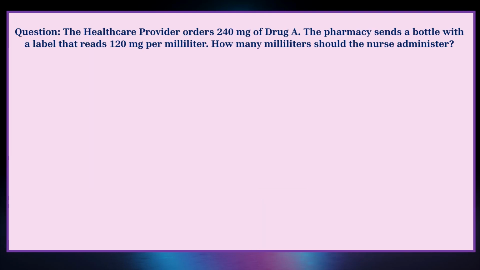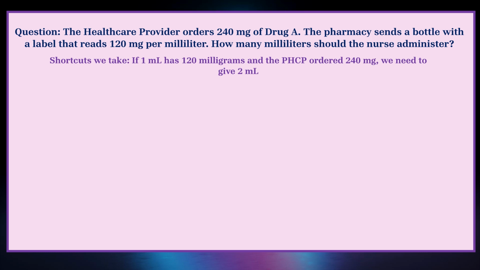The healthcare provider orders 240 milligrams of drug A. The pharmacy sends a bottle with a label that reads 120 milligrams per milliliter. How many milliliters should the nurse administer? Again, there's shortcuts we can do in our head. If 120 milligrams are in 1 milliliter and the doctor orders 240, we know we need to give 2 milliliters. But let's write what we know and what we need.